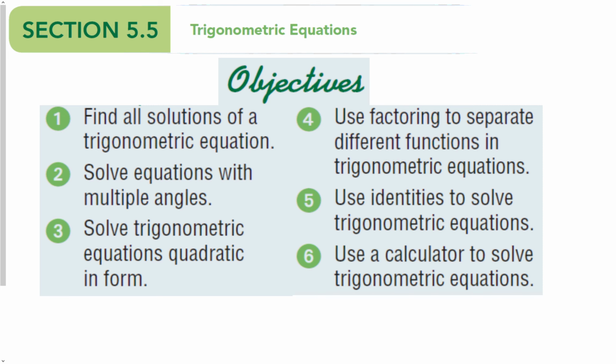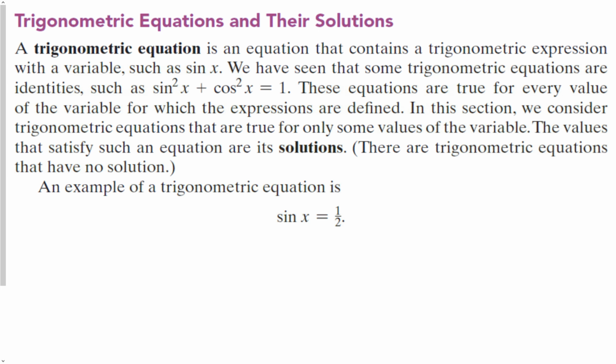All right, so in previous sections, we talked a little bit about trigonometric identities. The difference here with trigonometric equations is now we have an actual equation that contains a trigonometric expression with some variable, like x in sine x. We've seen that some trigonometric equations are identities. We've used those to prove different identities, and these equations are true for every value of the variable for which the expressions are defined.